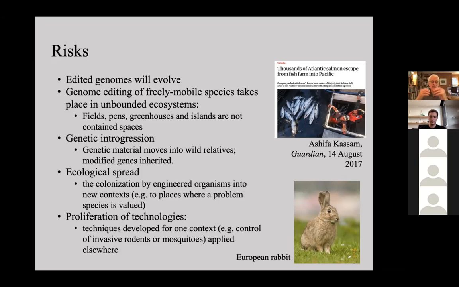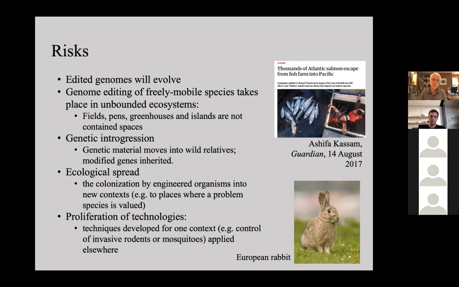Genes move, we know that from GM crops. Engineered organisms get into new places. I put the rabbit up there because the rabbit is a confounded nuisance in countries like the UK and Australia, but it's an endangered species in Spain. So one needs to be a bit careful about the application of a genetic technique to a species which is a nuisance in one place and beneficial in another.